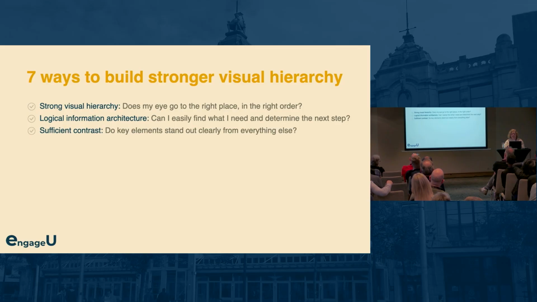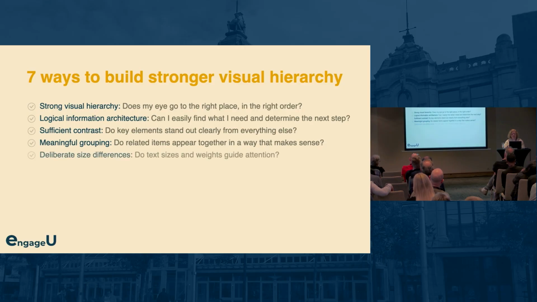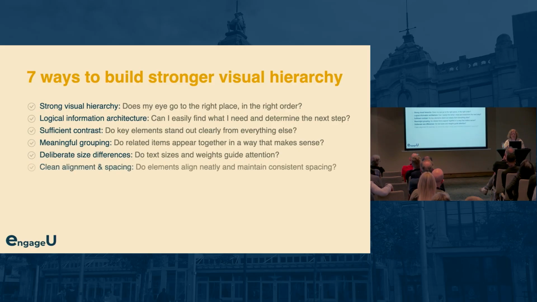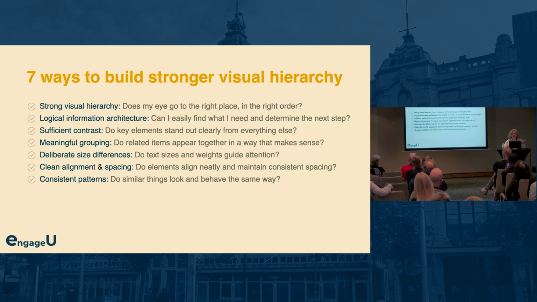Do the key elements stand out clearly from everything else? Do related items appear together in a way that makes sense? Do the text sizes and weights tell me where I should look? Are they aligned neatly? Is there consistent spacing between elements and margins? And do things that are similar look similar and behave in a similar way? We may not know. Some of these are a little hard to tell just from a glance, but we're going to try.